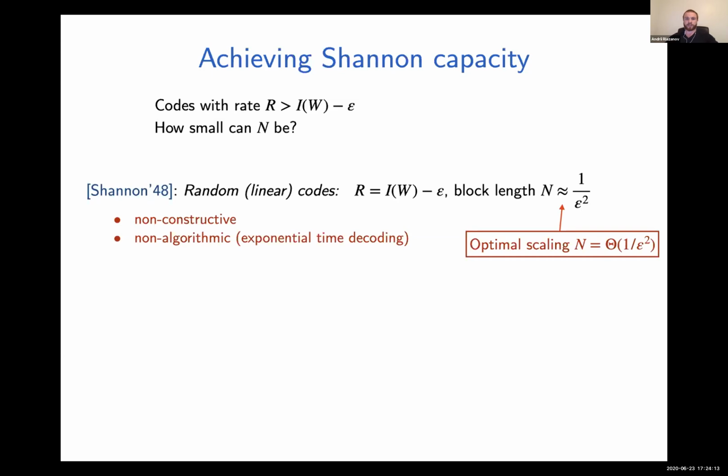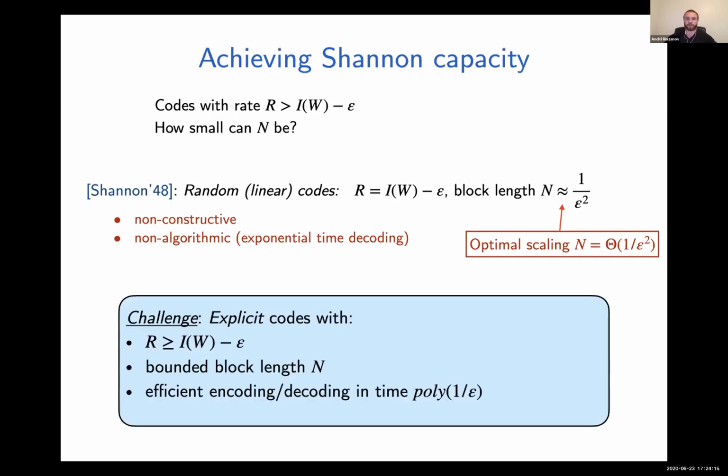And the natural challenge that arises from this is to construct explicit codes which approach capacity, so which have rates epsilon close to capacity, which also have somehow bounded block length, and for which we can get efficient encoding and decoding procedures, where by efficient here, I mean something like polynomial in 1 over epsilon. And in our work, we resolve this challenge.